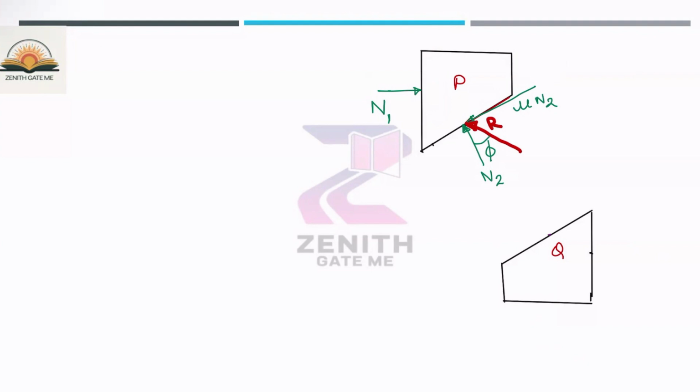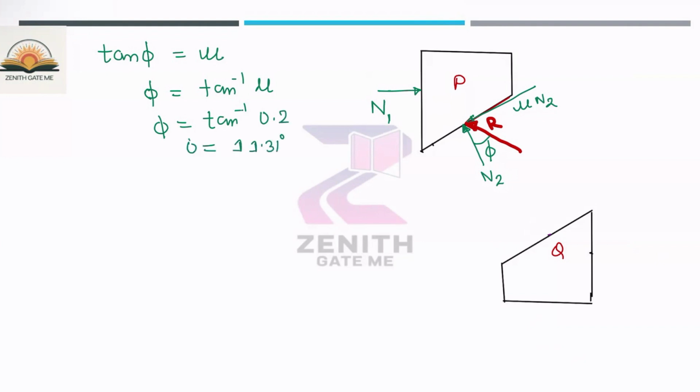So how will you calculate the angle of friction? By using this particular relation, tan phi is equal to mu. So phi is tan inverse of mu. So phi is nothing but tan inverse of 0.2. So that means you will get 11.31 degrees. Okay, so the angle of friction value you have calculated.